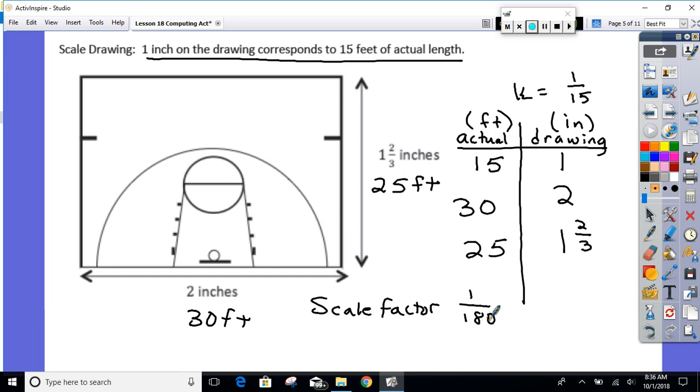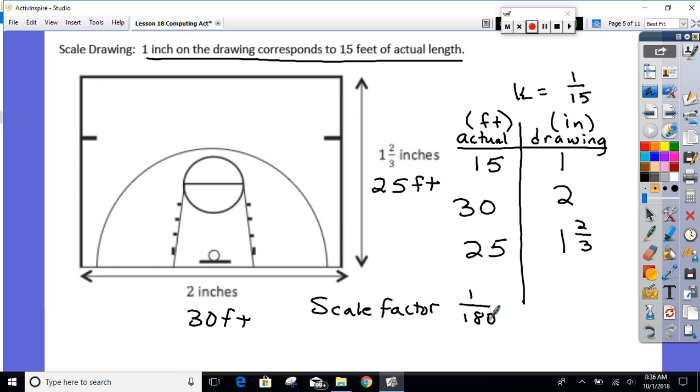lot easier for us to multiply by 15 than it would have been to multiply by 180, and it wouldn't have made a whole lot of sense to have the measurements for the actual drawing in inches. We would have had to convert them back to feet anyhow. So what you use depends on your purpose. If you're comparing the two, it's better to use a scale factor. If you're just trying to find dimensions, it's probably better to use the scale ratio.